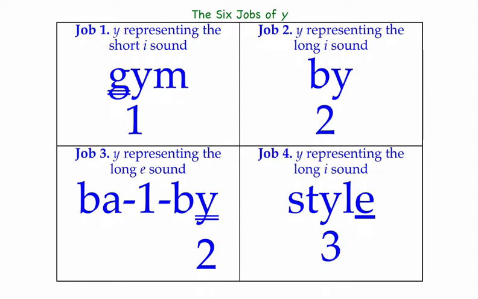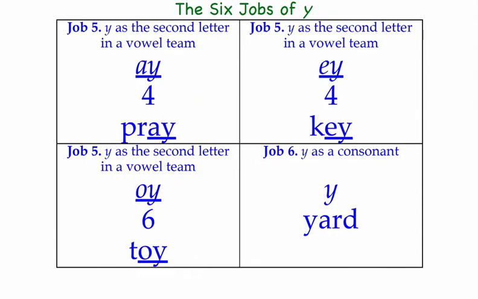Job 4. When Y comes in the middle of a syllable, by itself, followed by a consonant, followed then by a silent E, the silent E causes the Y to represent its long sound, and that sound is I, as in the word style. Job 5. Y is part of the vowel teams AY, EY, and OY. In all of these teams, the Y is silent.